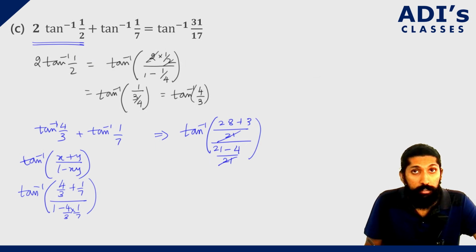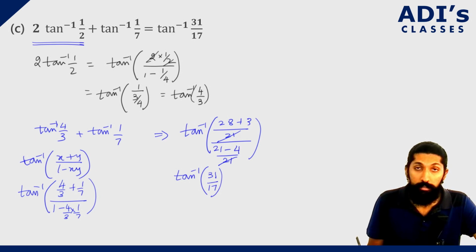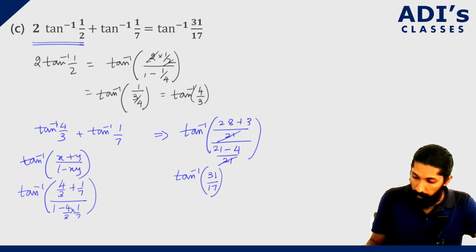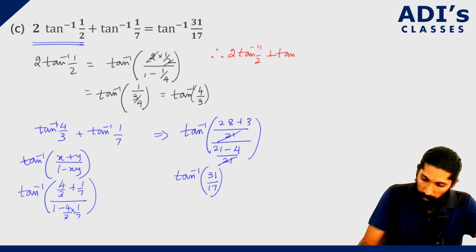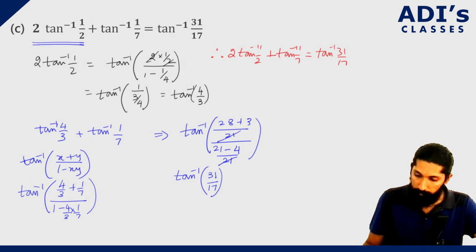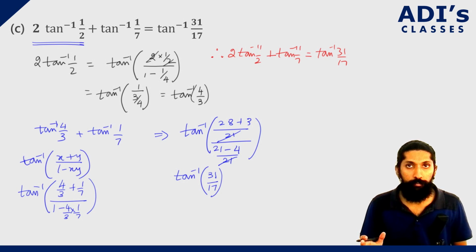21 cancels. Tan inverse of 28 plus 3 is 31, 21 minus 4 is 17. You got the answer. Therefore, finally, 2 tan inverse half plus tan inverse 1 by 7 is equal to tan inverse 31 by 17. Clear? This is going to be the proof for this one.